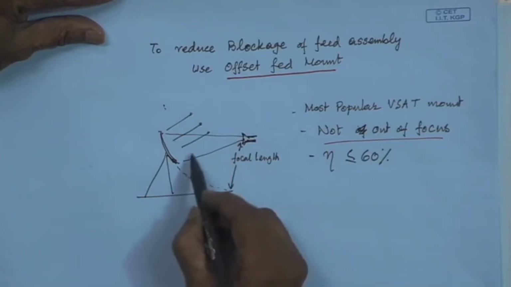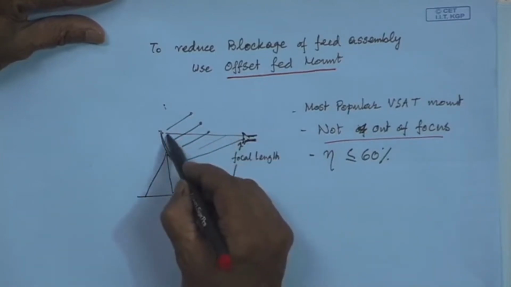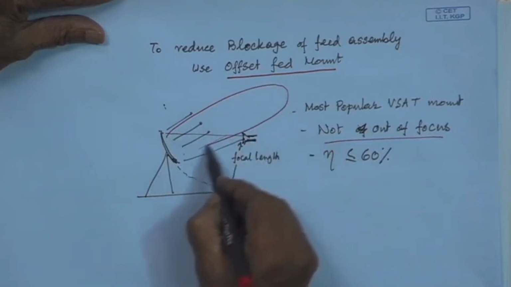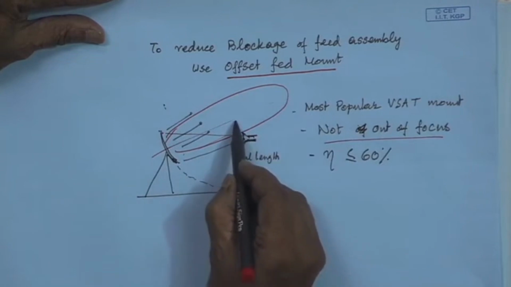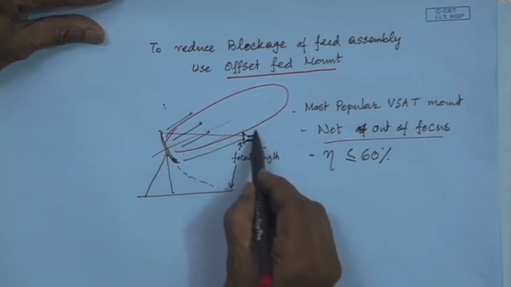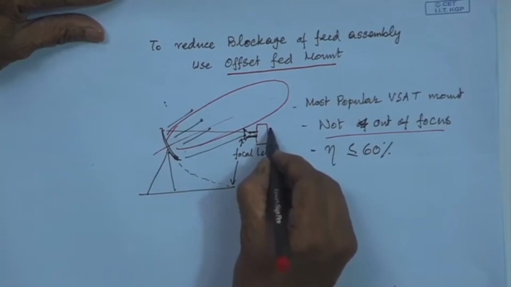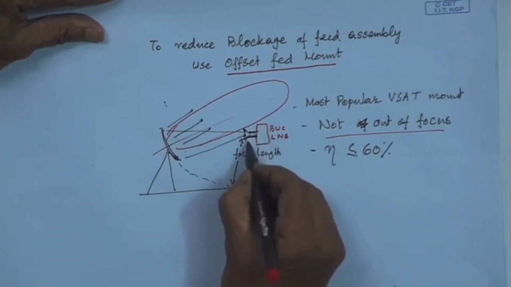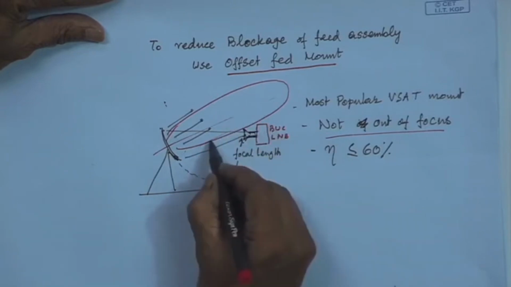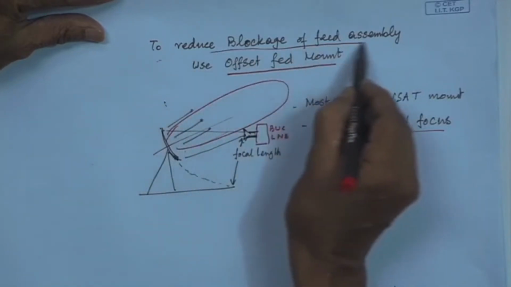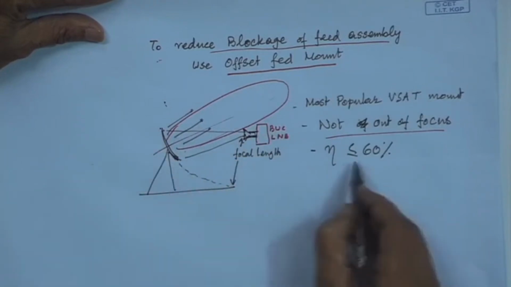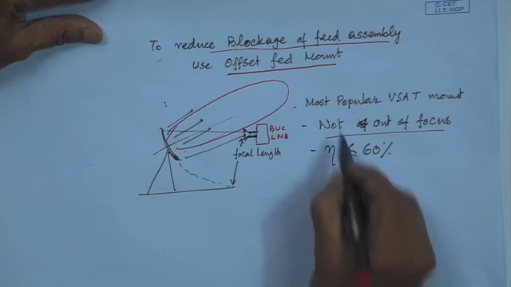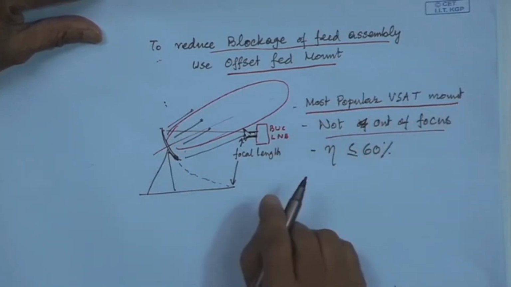The advantage is that in this path where the main beam of the reflector is coming out, the secondary beam, the feed is not coming in that, and along with that feed, if you use the BUC or LNB, that blockage is not happening here. So, to reduce this blockage of the feed assembly, this type of offset fed antenna is used. You get the order of 60% efficiency, but it is most popular as a VSAT mount.